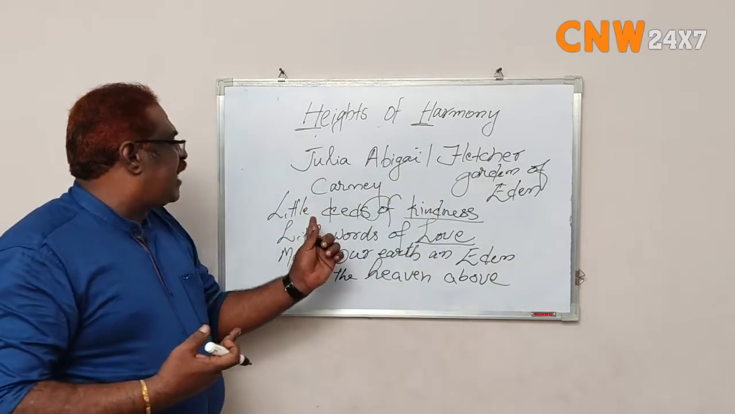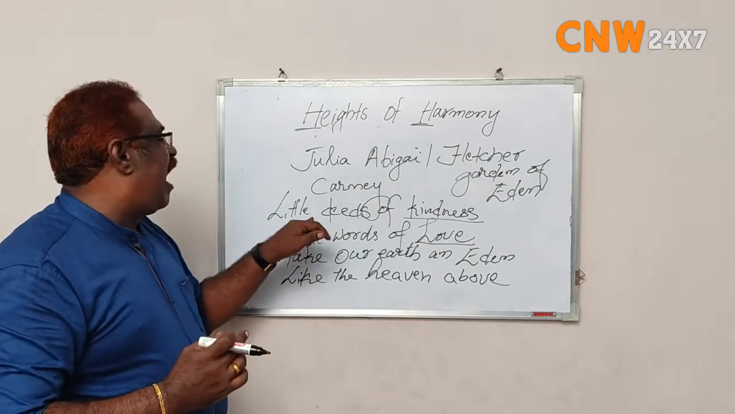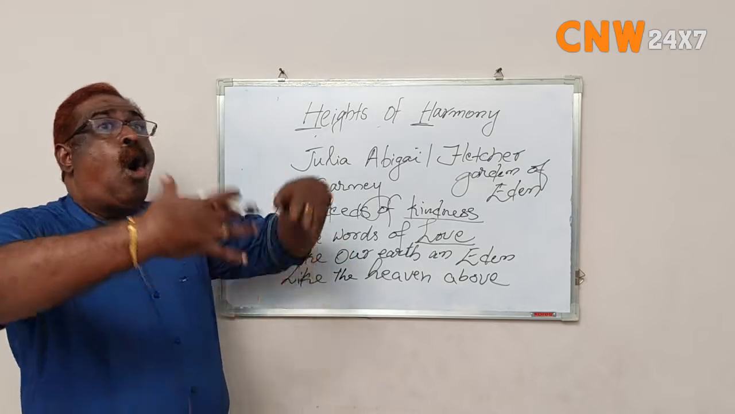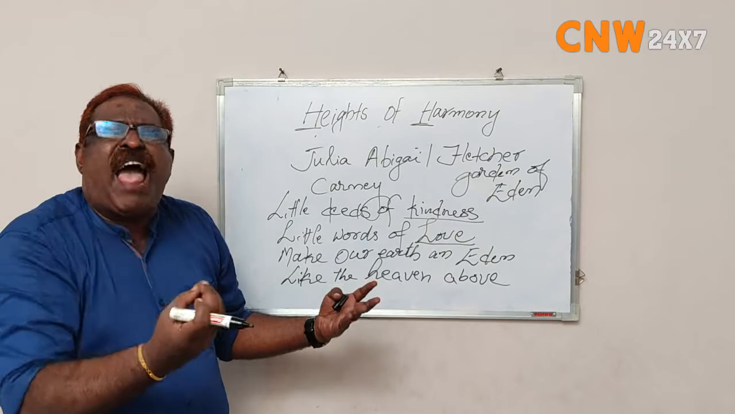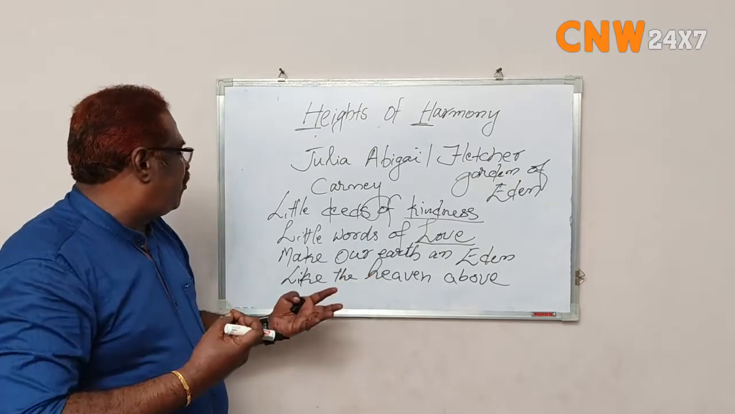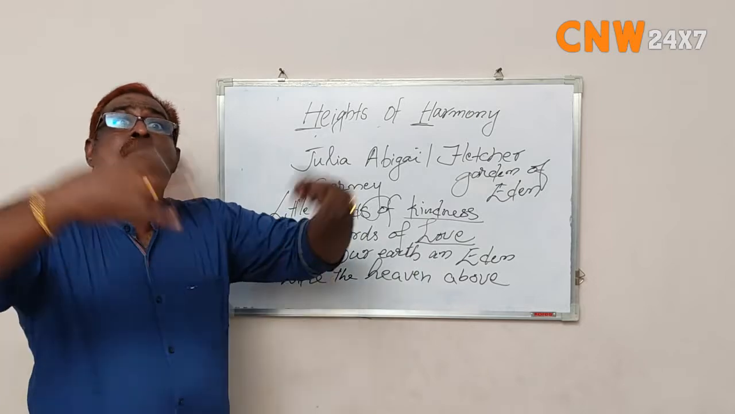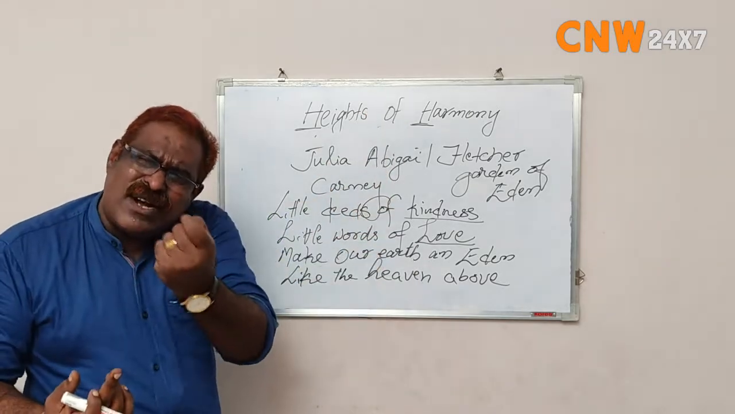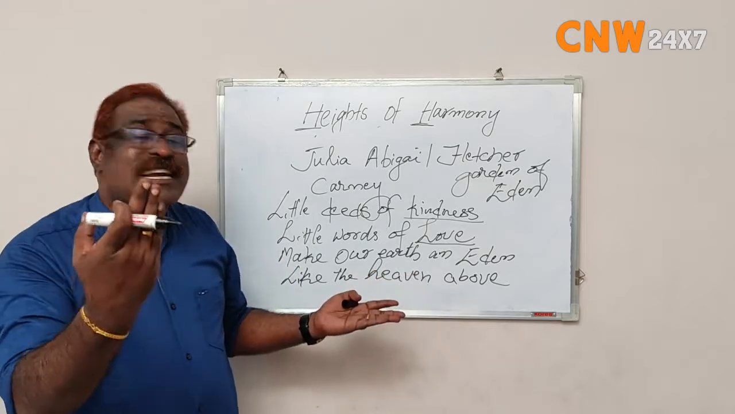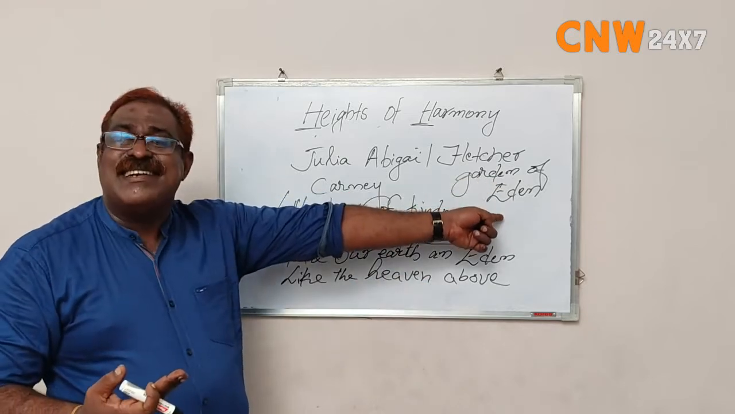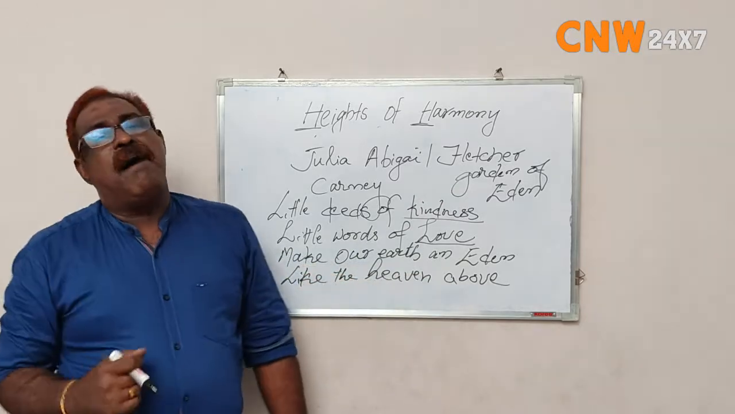And let us once again think: if we want to arrive at the heights of harmony, we should have little deeds of kindness, not all the deeds of kindness, at least a little in your lifespan. That kindness and little words of love. You need not give 100% words of love. Little words of love can make our earth an Eden. Eden is the Garden of Eden, just like the heaven above.